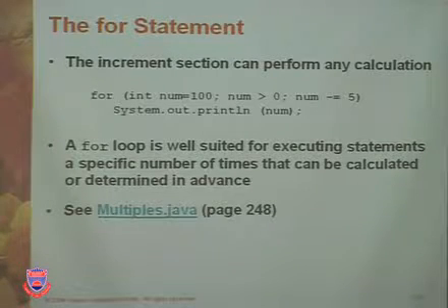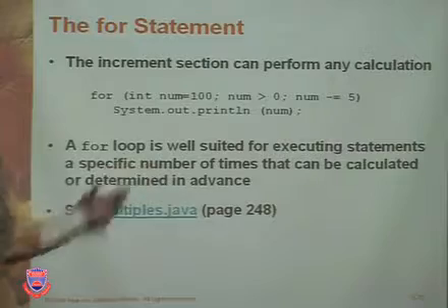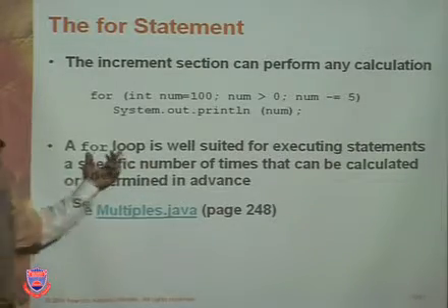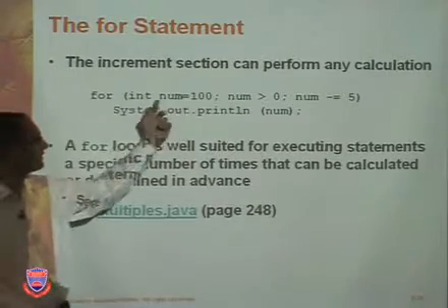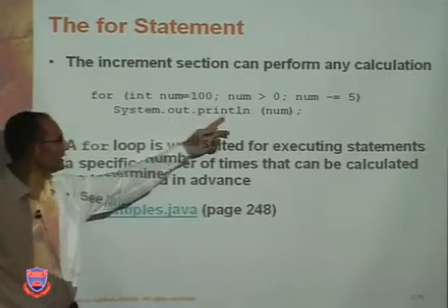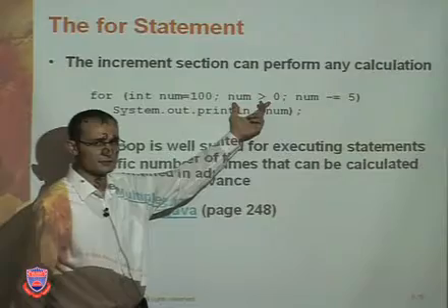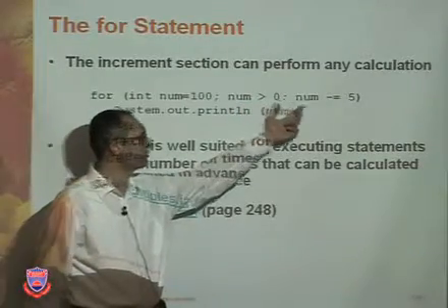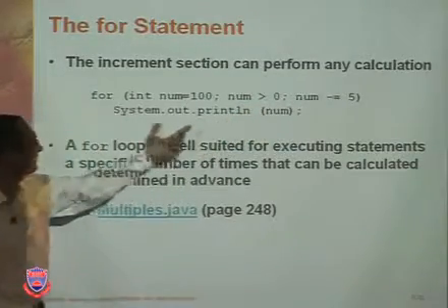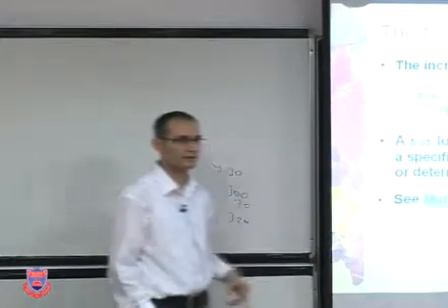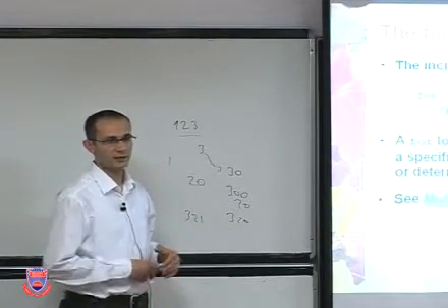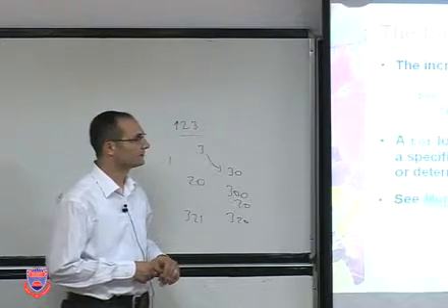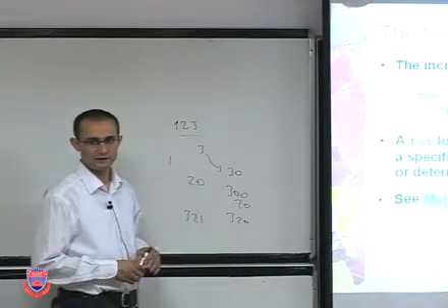So if you have multiples of things that you would like to perform, a for loop will be well suited for such an operation. As in this case, you have numbers starting from 100, and as long as it is greater than 0, you continue, and every time you decrement by 5, and print that number on the screen, which is going to basically print the multiples of 5 starting from 100 all the way to 5, right?